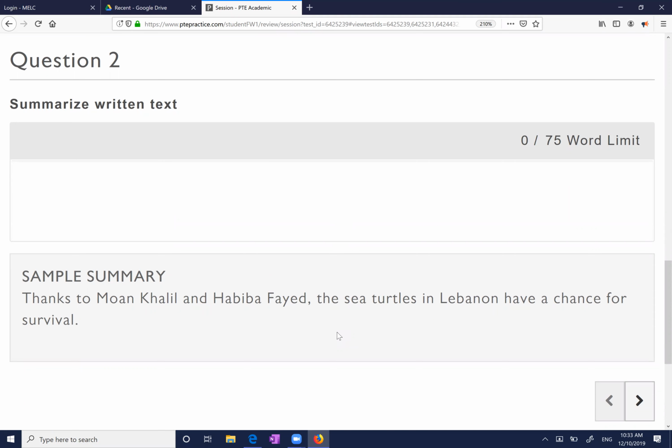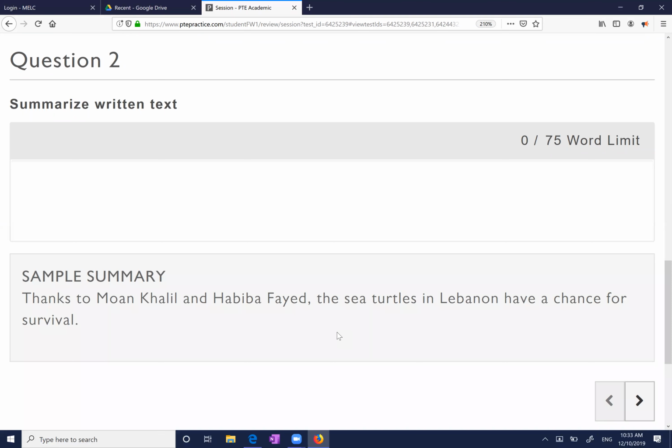Thanks to Mona Khalil and Habiba Fayed, the sea turtles in Lebanon have a chance for survival. Yeah, this is a 9-band answer. This is an 8 to 9-band answer because that's an overall idea. That's the overall idea of the passage. Only 15 words. Huh? Only 15 words. This is also how you write an answer. You can write more information as well, but as long as it conveys the main idea.